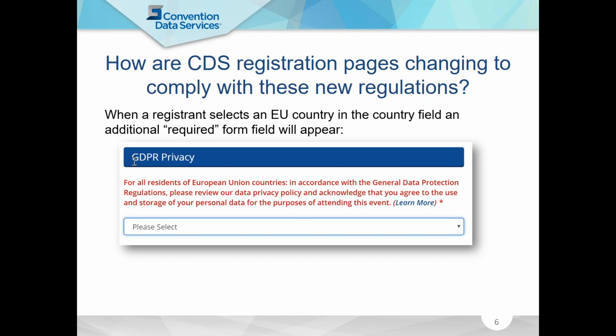It's basically a drop-down list that says, in accordance with GDPR, please review our data privacy policy, and acknowledge that you agree to the use and storage of your personal data for purposes of attending this event. I know that JD just showed you the privacy policy really quickly, and again, we recommend that you take a look at it. That's CDS's GDPR privacy policy.